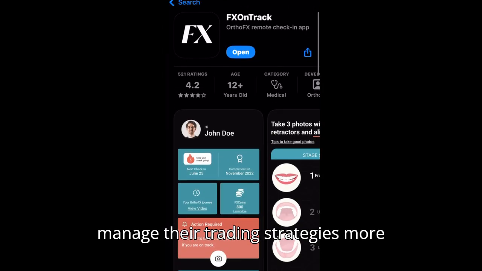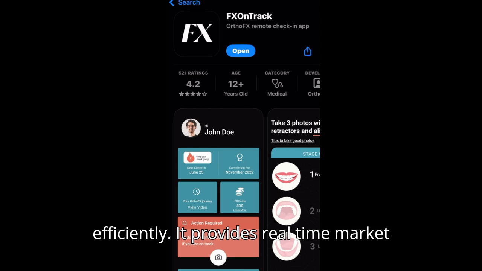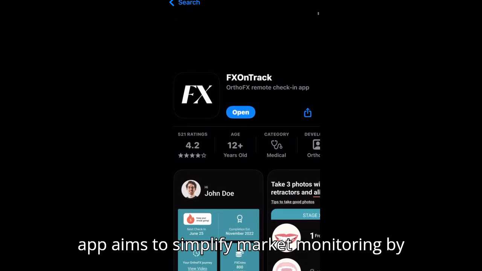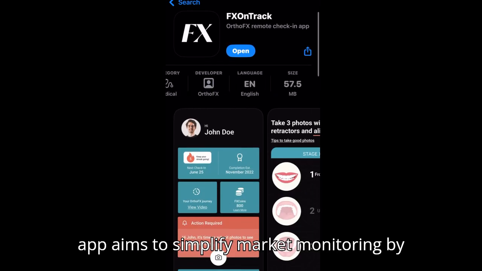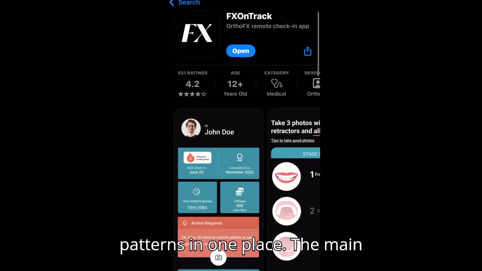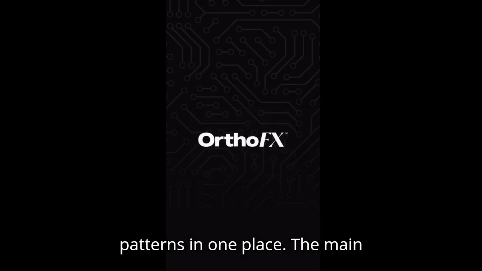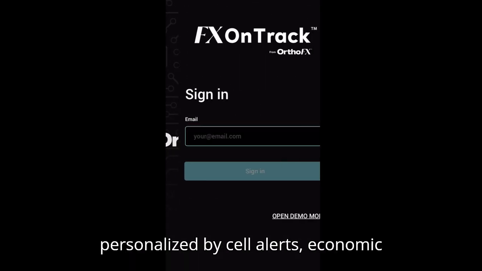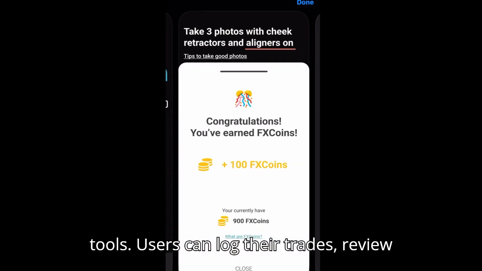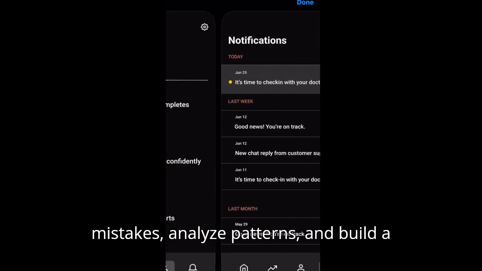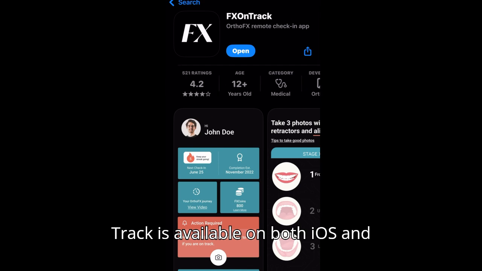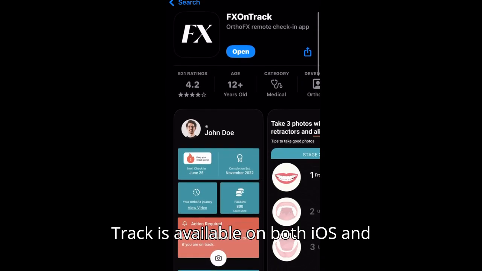trading strategies more efficiently. It provides real-time market data, customizable alerts, performance tracking, and trade journaling tools. The app aims to simplify market monitoring by giving users key information on currency pairs, technical indicators, and trend patterns in one place. The main features include live Forex charts, personalized buy/sell alerts, economic event notifications, and risk management tools. Users can log their trades, review mistakes, analyze patterns, and build a more disciplined trading routine. FXOnTrack is available on both iOS and Android.